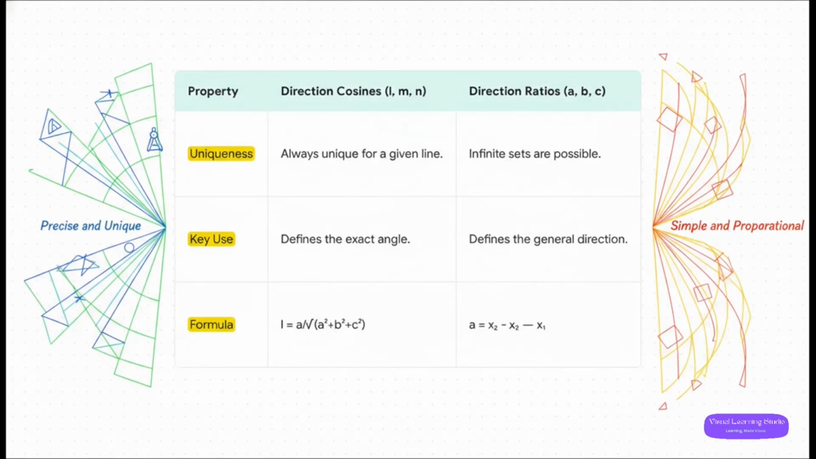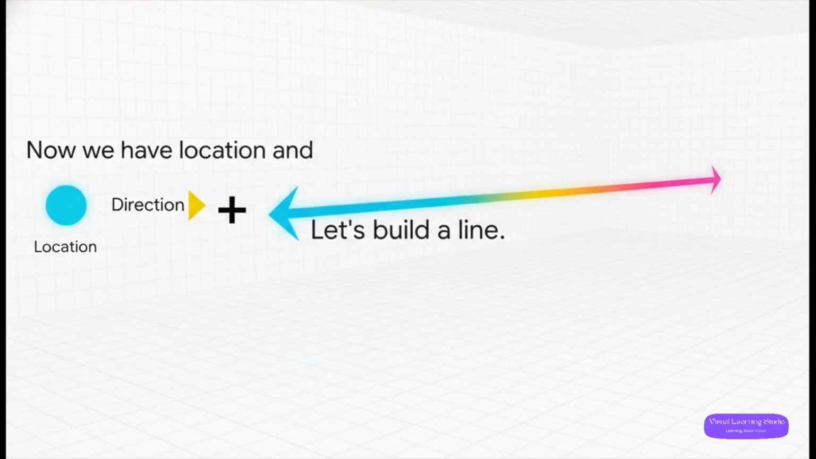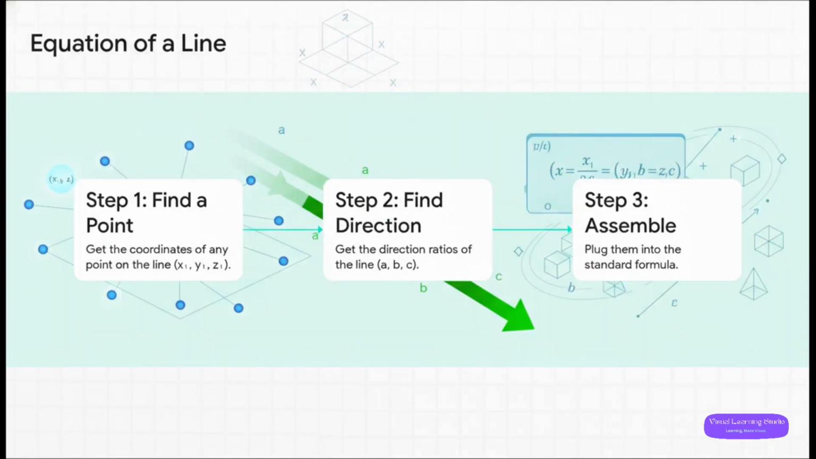So, the takeaway? Cosines are super precise. Ratios are simple and just give you the general idea. Okay, location and direction. That's it. That's all you need to build any line in 3D. And it's always the same 3 simple steps. Get a point, find a direction, and then just assemble.